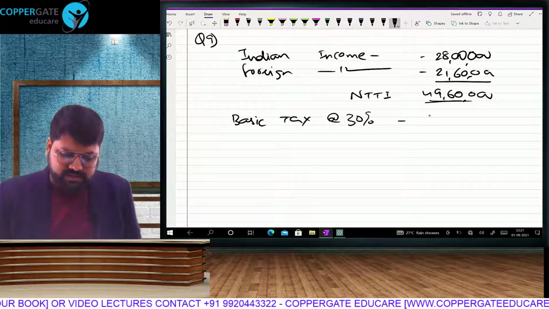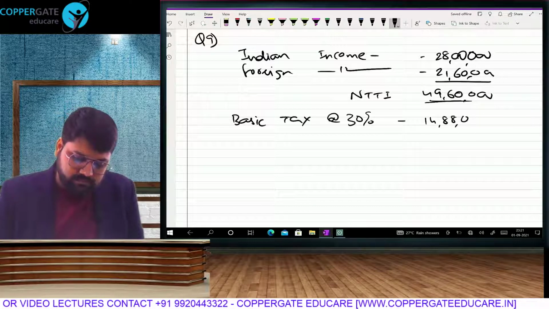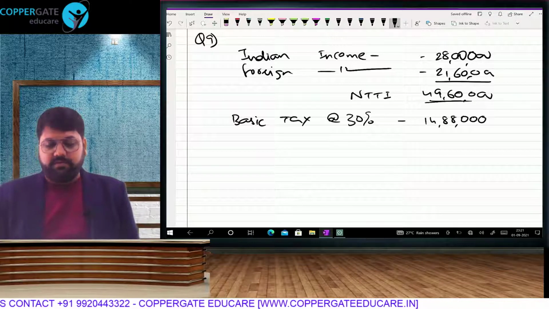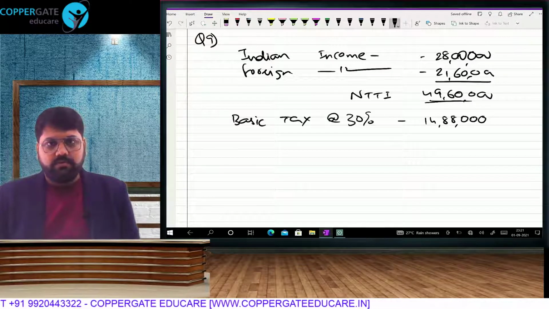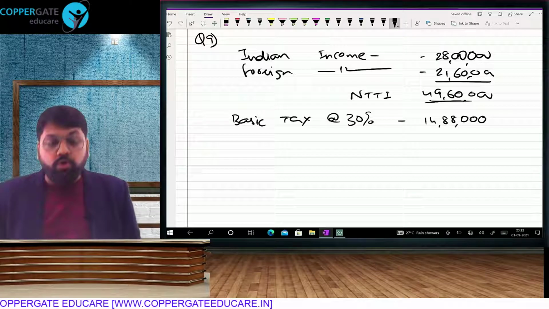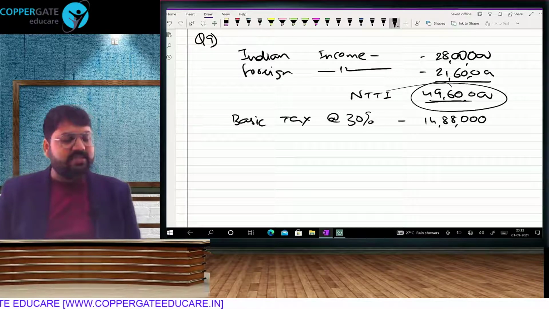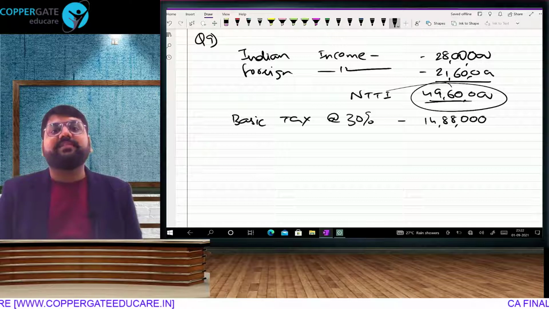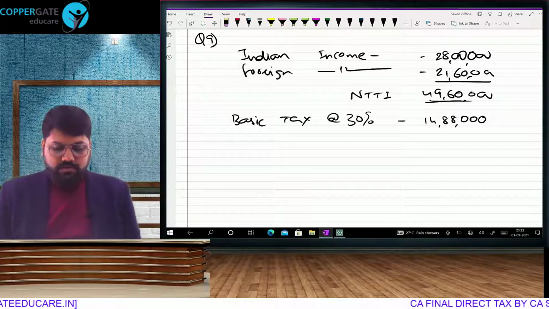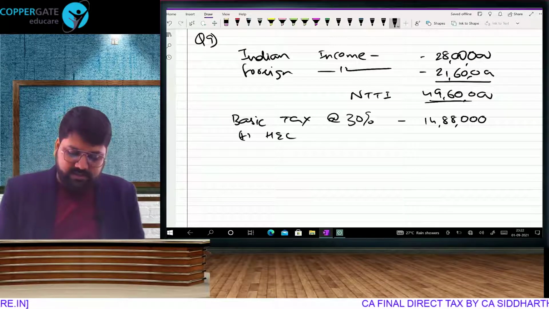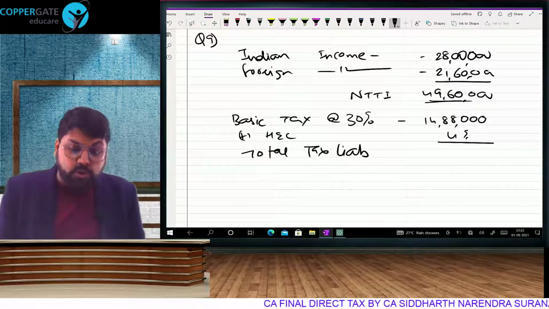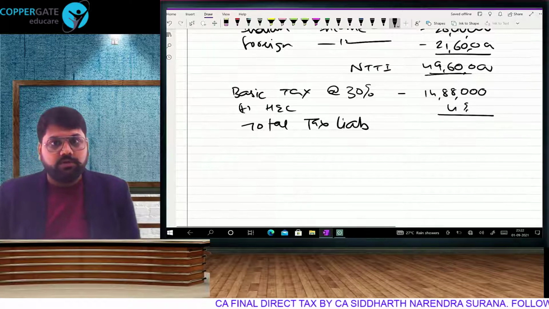What is going to be your basic tax? 14.88 lakh, flat 30%. Will there be rebate? No. Individual only, and that also income has to be up to 5 lakh. No surcharge. By the way, at 49.60 lakh there is no surcharge. Even if it was more than 50 lakh, there will be no surcharge. Surcharge for companies and firms comes only after 1 crore. So all we will do is add HEC 4%. What is your total tax liability? Mark my words. I am calling it total tax liability. Total. What's your total tax liability?